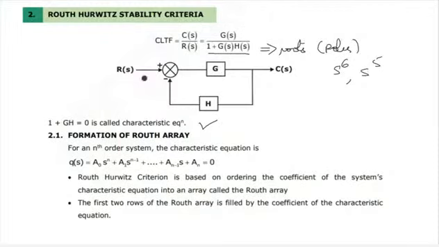Okay, so before that we need to know what the Routh array is. Okay, what is this Routh array? In the Routh array, for an nth order system, the characteristic equation is a naught s power n. So let us assume your characteristic equation has the constants a naught, a1, an minus 1 till an. This criterion is based on ordering the coefficients of the system's characteristic equation into an array called the Routh array.